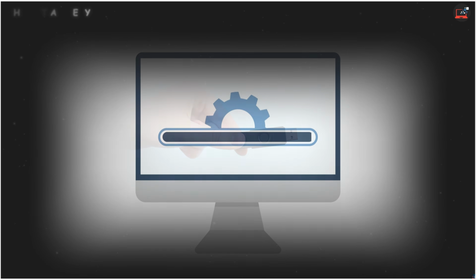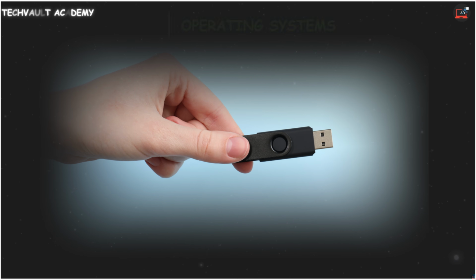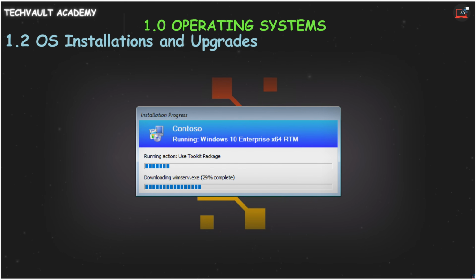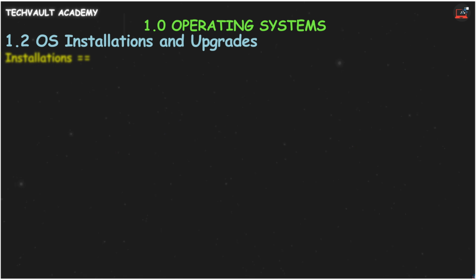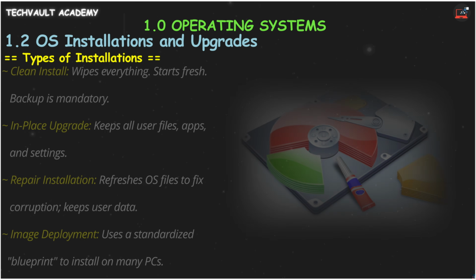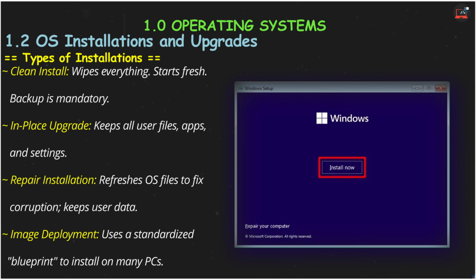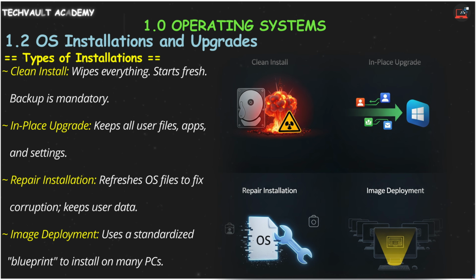The most common method today is booting from a USB flash drive that contains the installation files. In a corporate environment, you might use a network or PXE boot to install an OS on many computers at once. Other methods include using an internal recovery partition or even an internet-based installation. When you install, you have two main choices. A clean install is the nuclear option. It wipes everything on the partition and starts fresh.